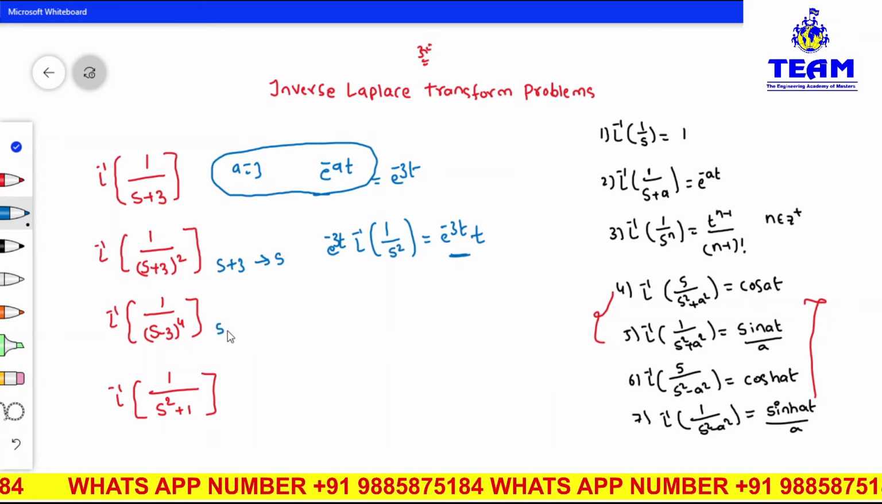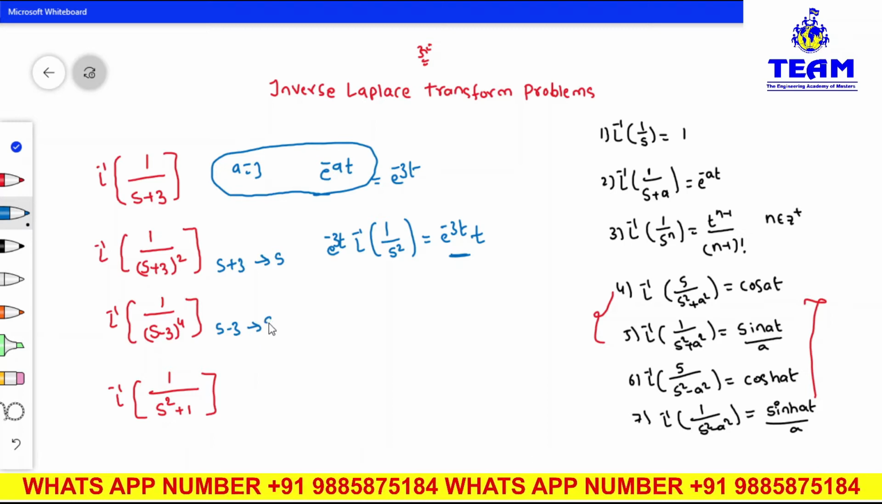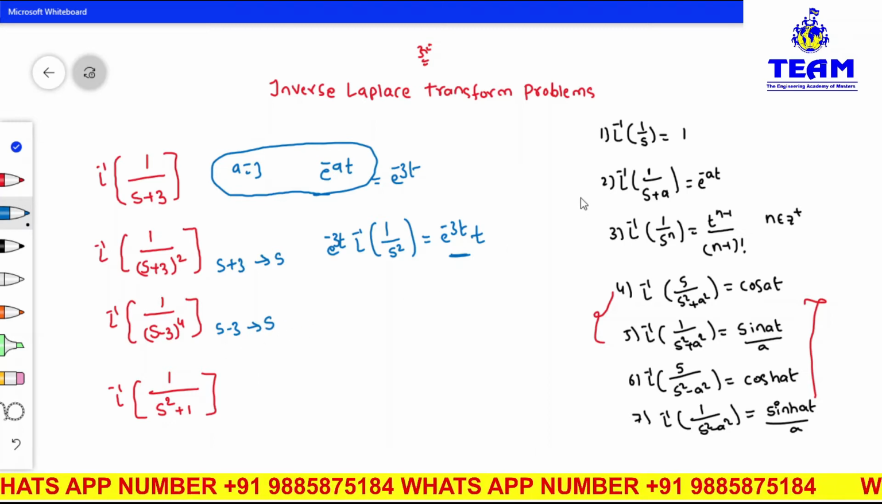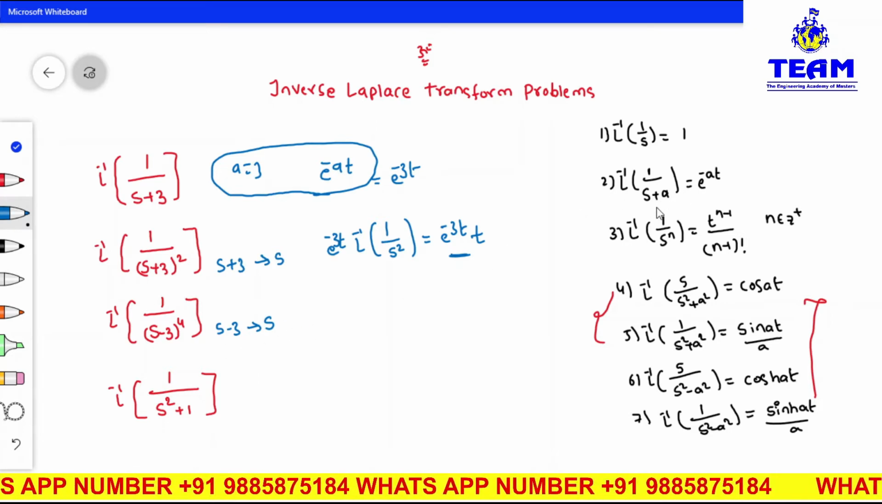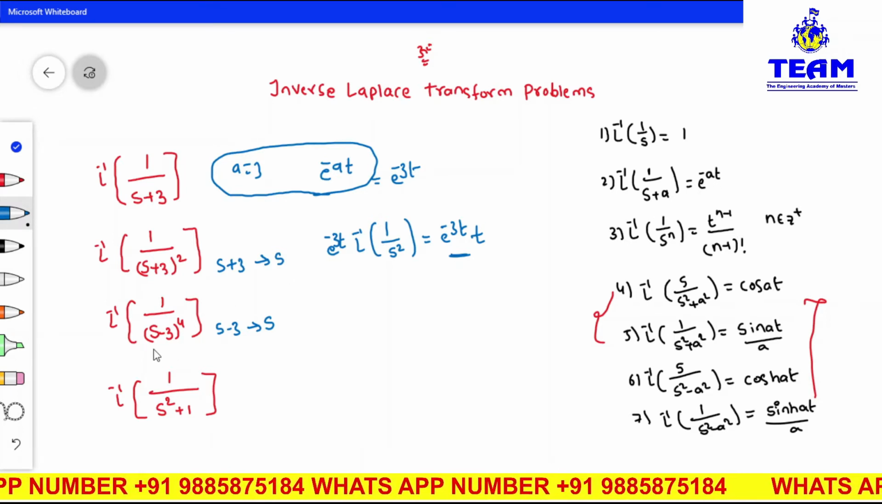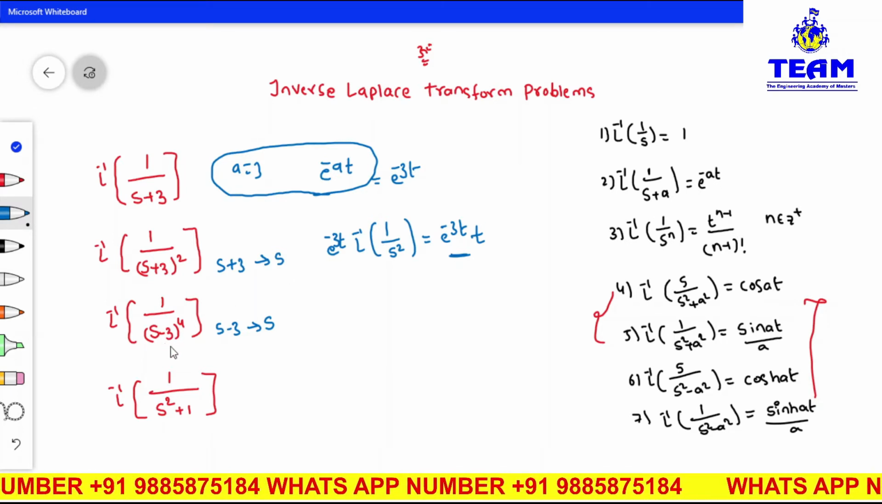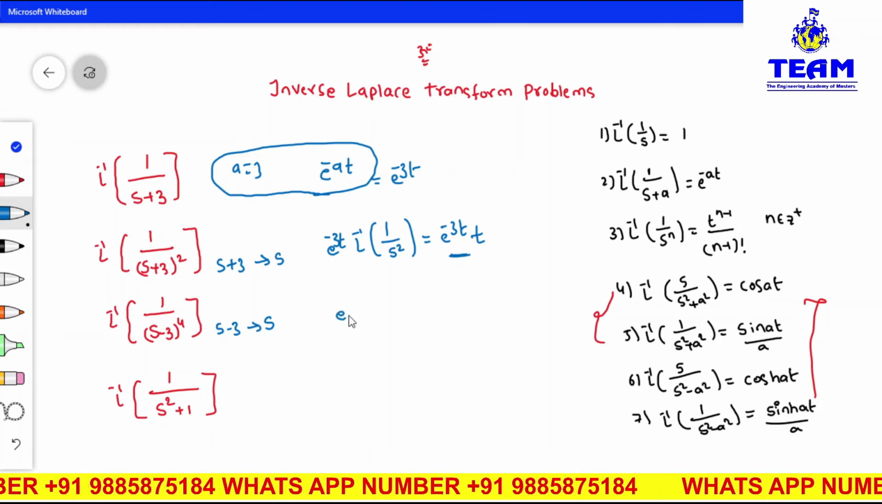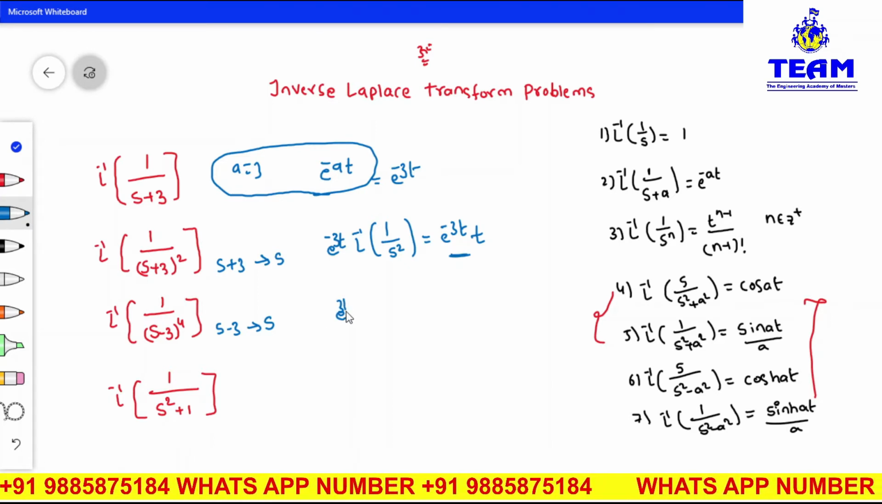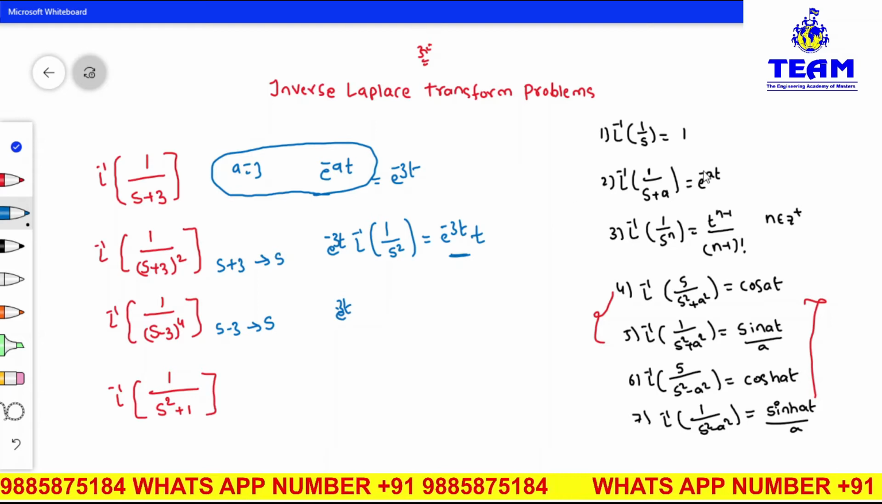So here you have s minus 3. S minus 3 you have to convert into s. For that you have to apply the shifting theorem. Here you have e power minus at when it is s plus a. Here you have s minus 3, so in place of a you have minus 3. So you will get e to the power of 3t. A is equal to minus 3 you have. Yes or no? A is equal to minus 3.